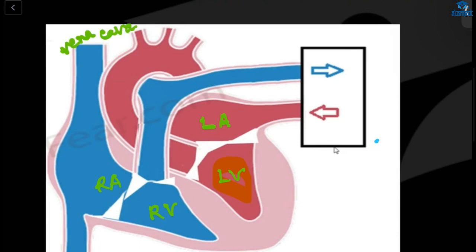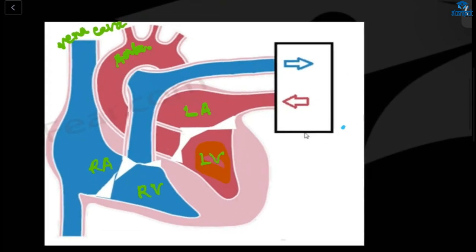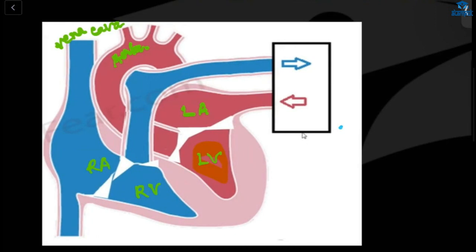Then what about this one? Tell me, Shazan. This one carries oxygenated blood from the left ventricle to all parts of the body. Which artery? I forgot. Aorta. Okay, aorta. Now there was an exception, right?